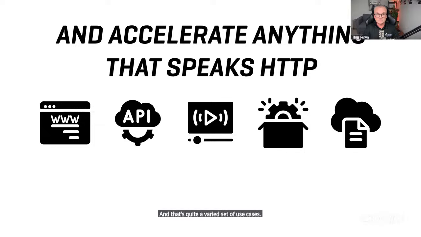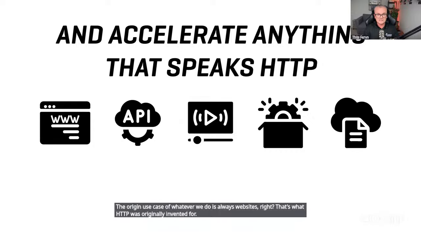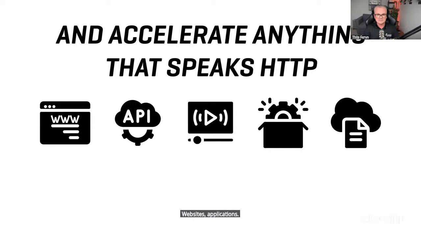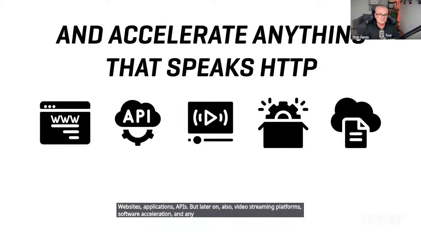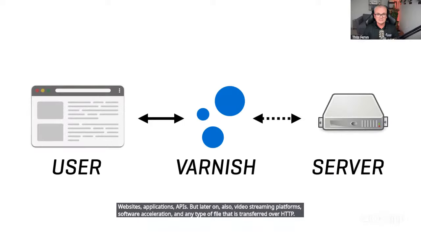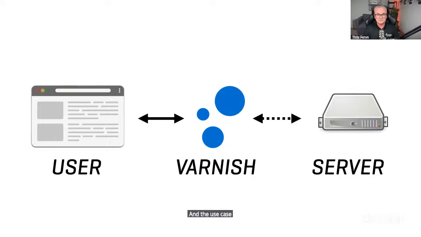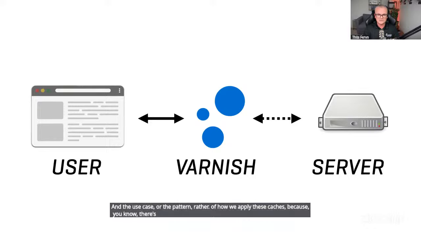The origin use case of whatever we do is always websites, right? That's what HTTP was originally invented for. Websites, applications, APIs. But later on also video streaming platforms, software acceleration, and any type of file that is transferred over HTTP. And the pattern of how we apply these caches, because you know there's tons of caches out there in the world. As they say, it's turtles all the way down.